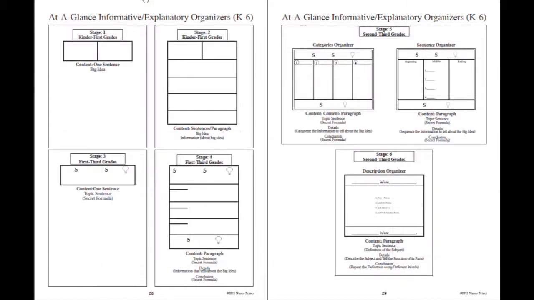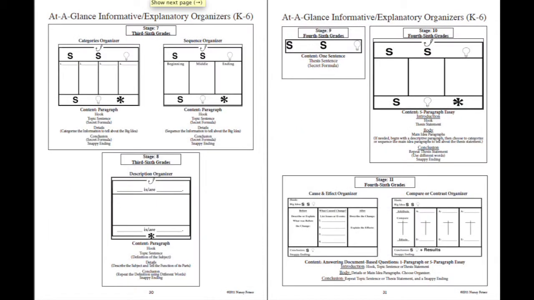28 and 29 has stages 1 through 6. Notice you have your stage, your grade level, the organizer, and the content in that organizer. So if I was going to jump over here to stage 6, my grade level is 2nd and 3rd. It's a description organizer for informational explanatory writing. This is what the organizer looks like. And then down below, we have our content, what would be in this specific type of writing.